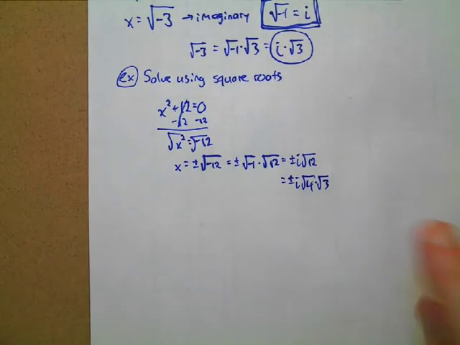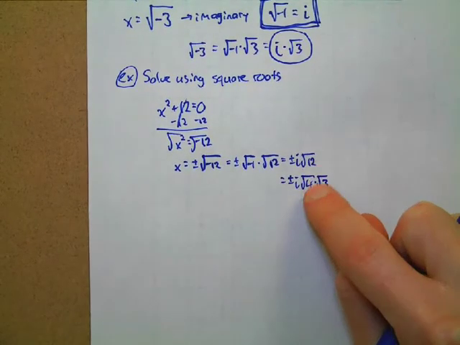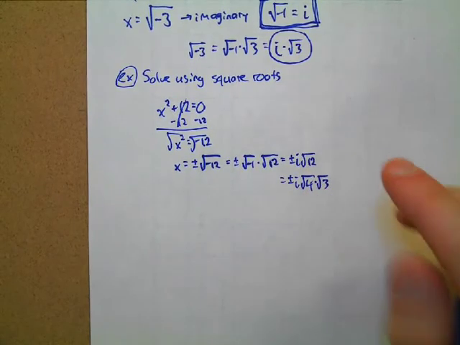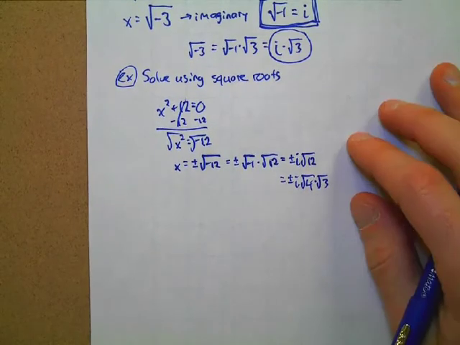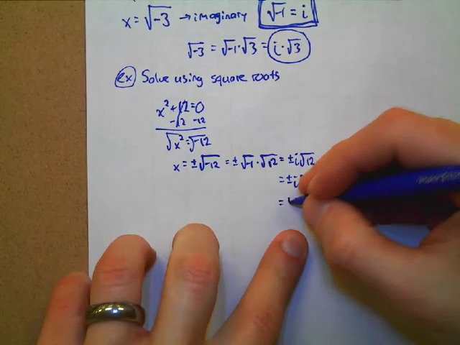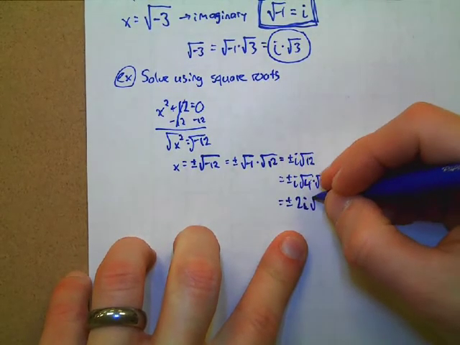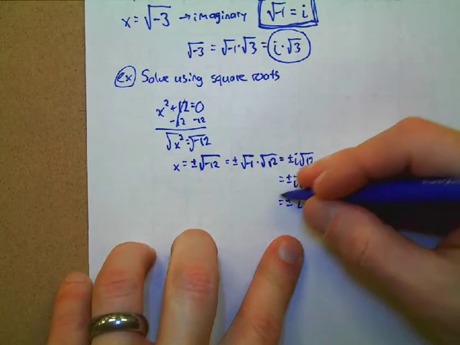Okay, so again, I took that 12 and we broke it up into a product of two things, root 4 and root 3. So the square root of 4 is 2. So I have 2i times the square root of 3. And that is our final answer there.